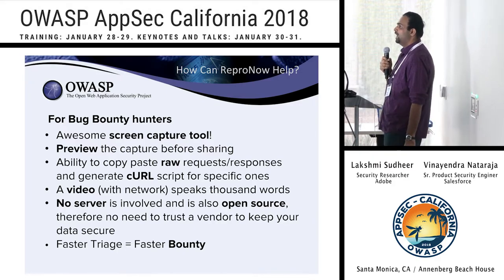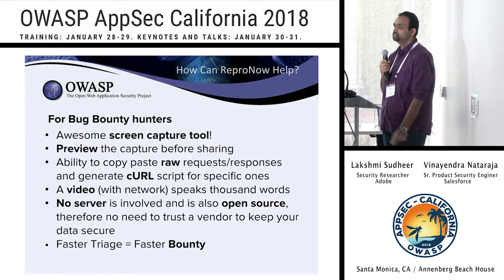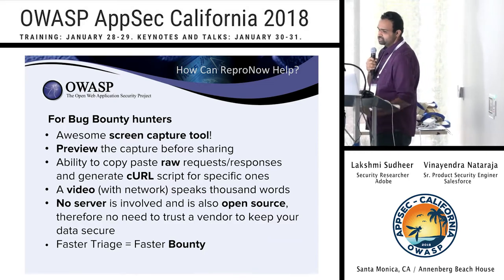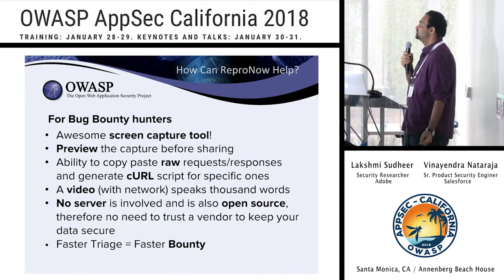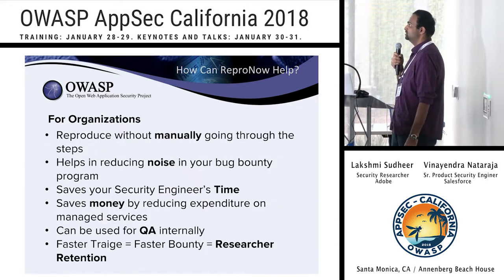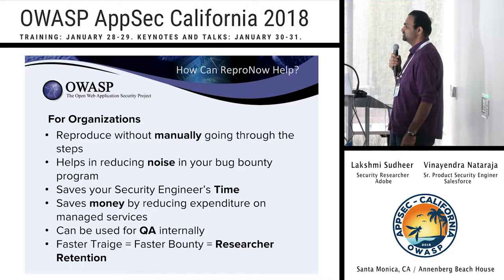If you could help your security engineers to triage faster, that means you're going to get bounty faster, which is good. For organizations, this is really useful because you don't have to manually go through the steps and reproduce it. Since you have the network request, you know what's happening, and directly you can go to the particular endpoint and check what went wrong. It helps reduce noise.